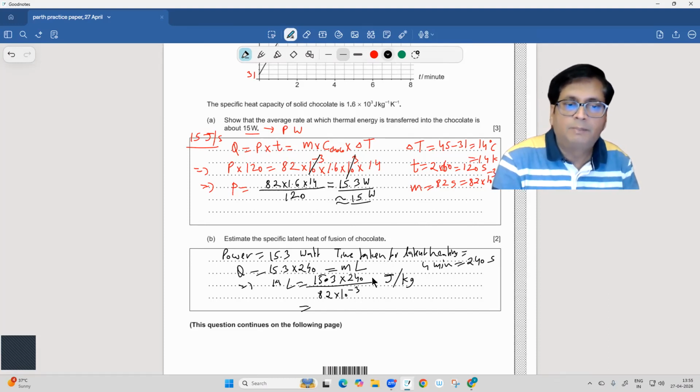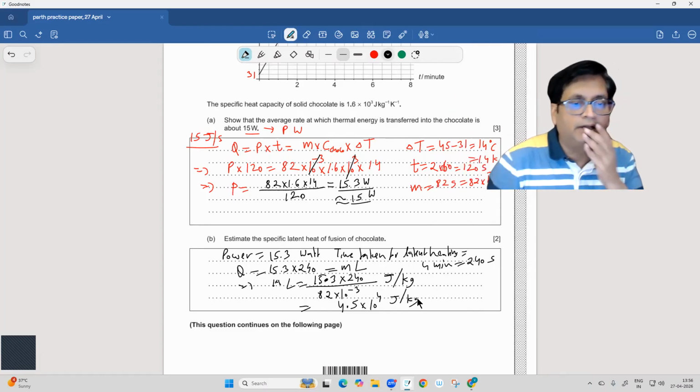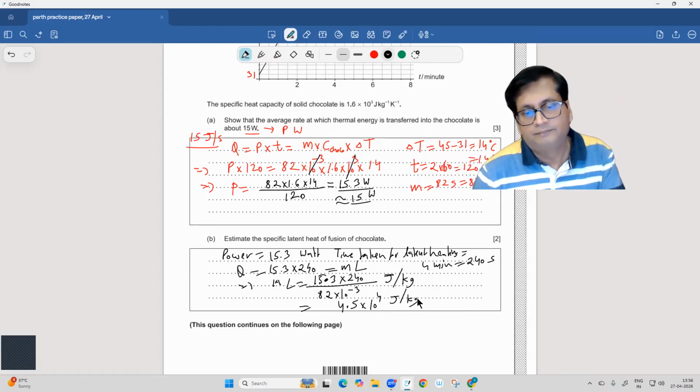10 to the power minus 3 becomes plus 3. So it is 4.5 into 10 to the power 4 joule per kg. So that is the latent heat of this chocolate, right?